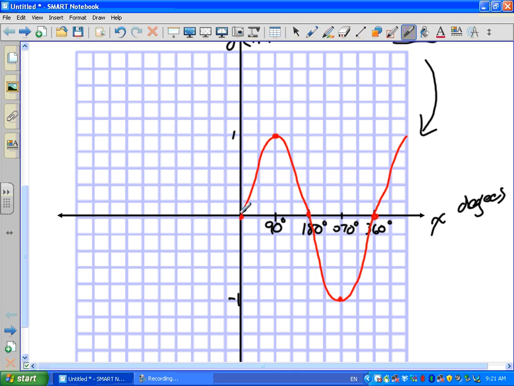Let's see, if I'm at 180, here's my origin. So I've started here. I'm going up. When I get back to that level, am I heading up? No, I'm heading down. So where would it end at? 360. A period on the sine function is 360 degrees.